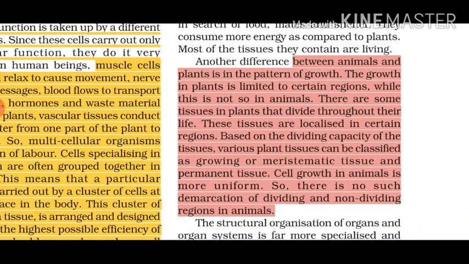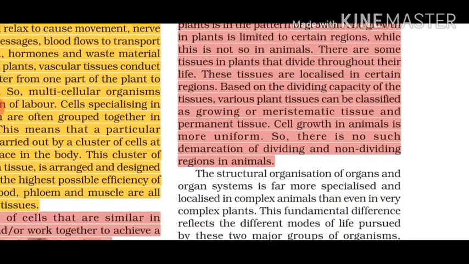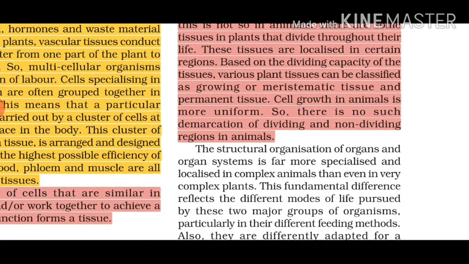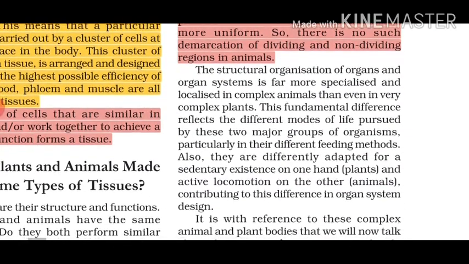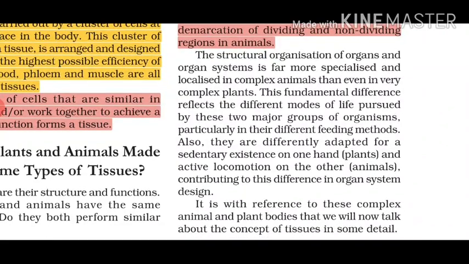Also, the structural organization of organs and organ systems is more specialized in complex animals than in complex plants. The modes of life pursued by the two major groups of organisms differ, particularly in their feeding methods, and they are also adapted for a sedentary existence on one hand, plants, and active locomotion on the other, that is animals, contributing to this difference in organ system design. Let us study about plant tissues in detail.